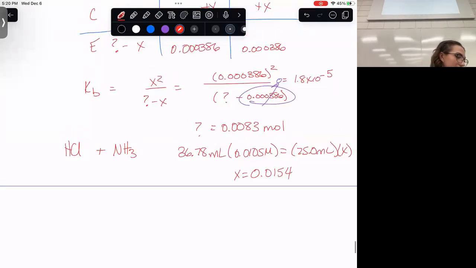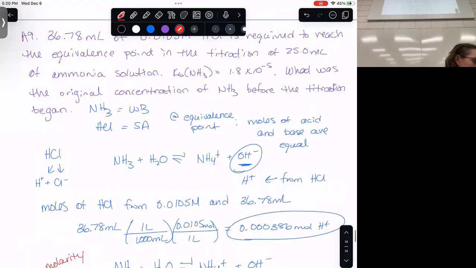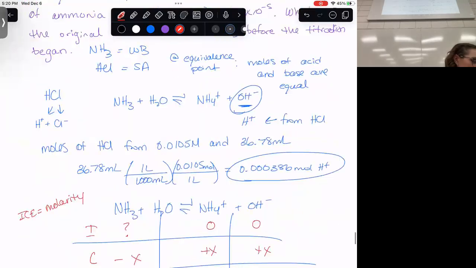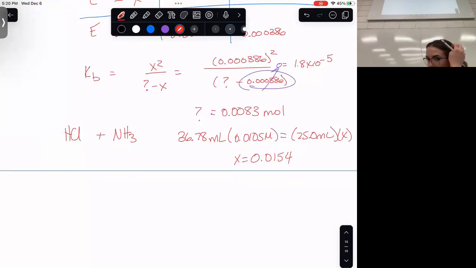You are expected to know this in 2 weeks. Friendly reminder, it's not my test. Okay, so yeah, because you have the whole equivalence point. Equivalence point, yeah, when moles are equal, I guess that makes sense in my head.